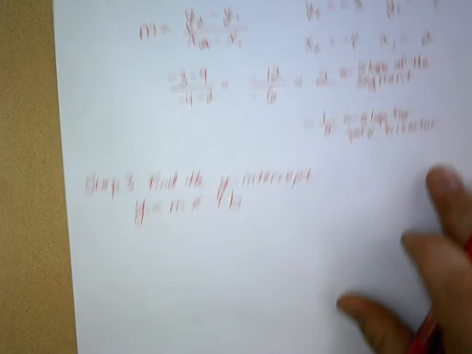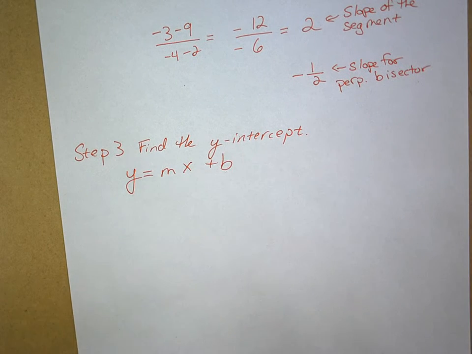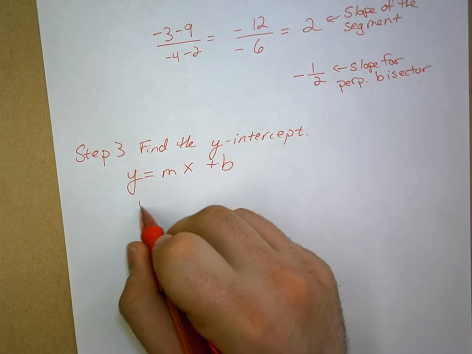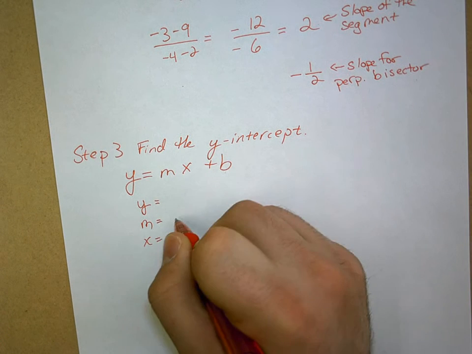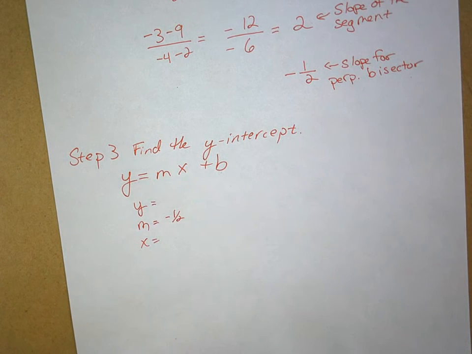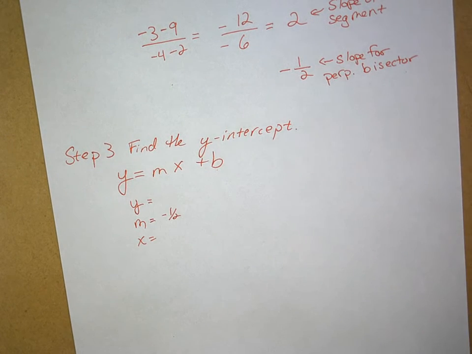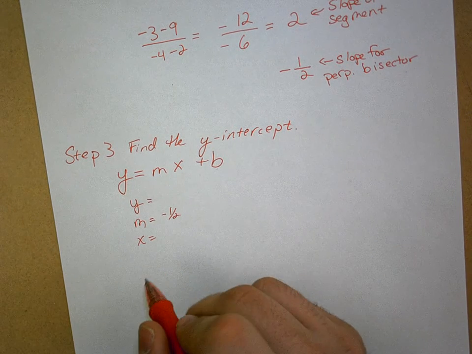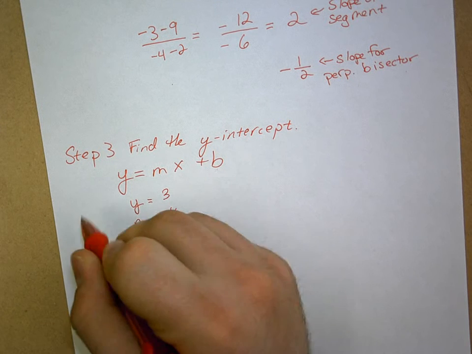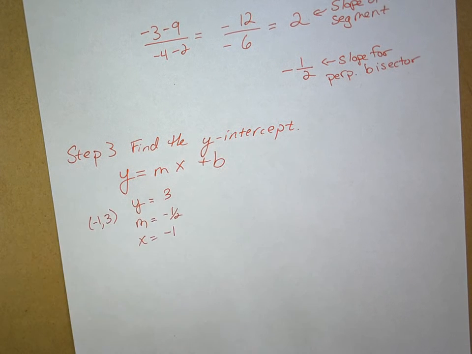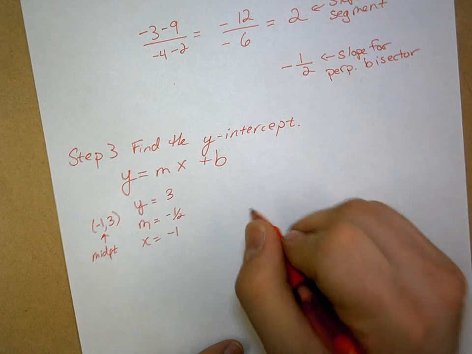Alright, now let's take that and find our y-intercept. Okay, we have y is equal to mx plus b. We need to solve for b. This is our y-intercept. So, make our list, y, m, x. Our slope now for this line is going to be -1/2. We're going to use x and y from our midpoint because that's going to be part of the perpendicular bisector. So, our y would be equal to 3. X would be equal to -1. Remember, our midpoint was (-1, 3). And now we can just plug all this in.